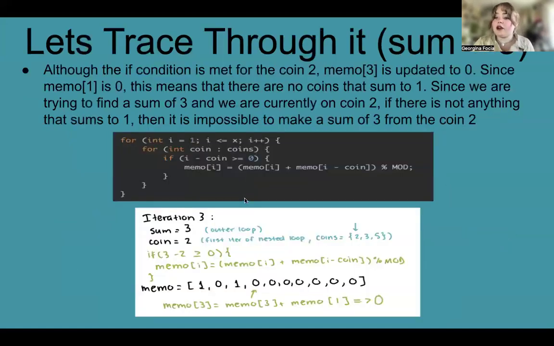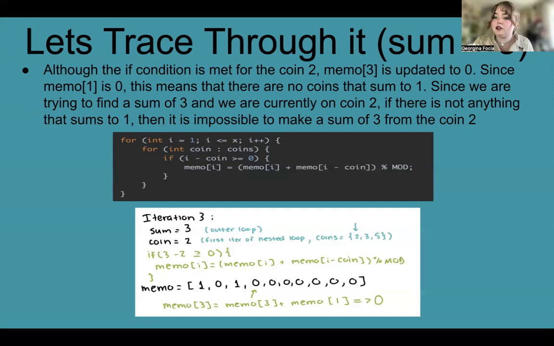So now we're going to trace through our third iteration of our outer loop, or sum equals 3. So now we're on sum equals 3, which is the value of our outer loop, and we're on coin equals 2, which is the first iteration of our nested loop right here. So we do meet the if condition where 3 minus 2 is greater than or equal to 0, but despite meeting that if condition, memo of 3 still remains 0. And this is because memo of 1 is 0. So just thinking about it, we're trying to create a sum of 3 right now, and we currently are on a coin 2.